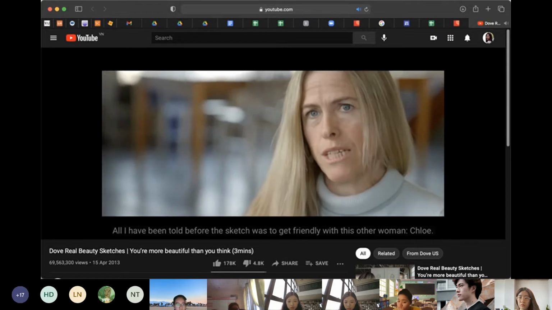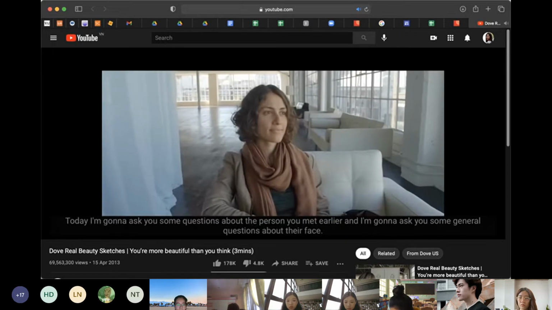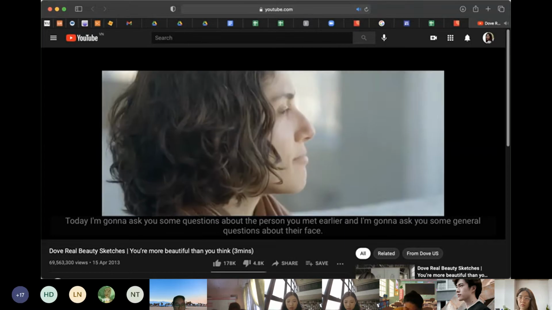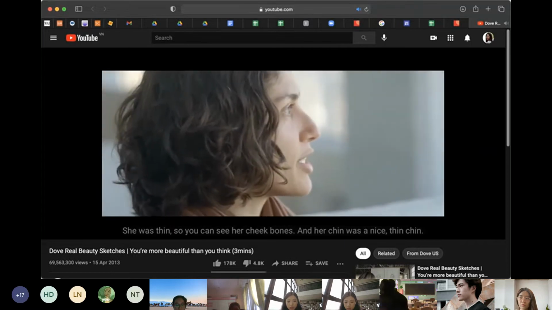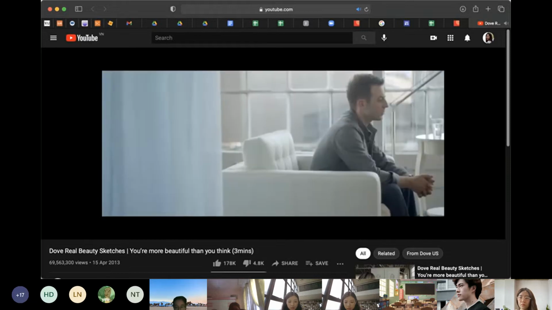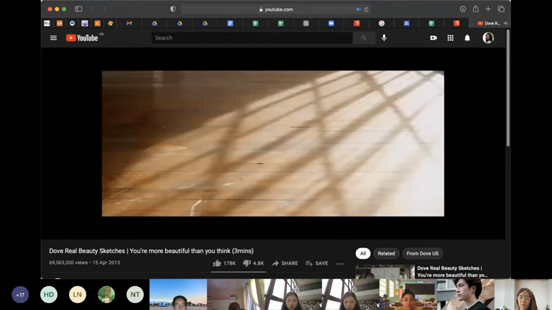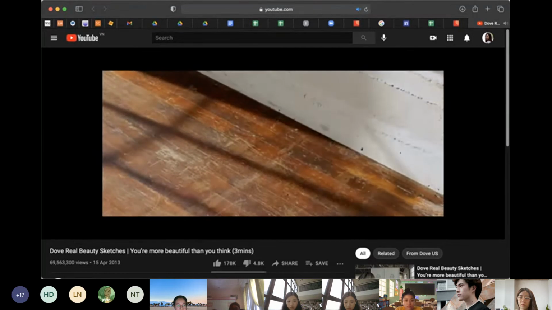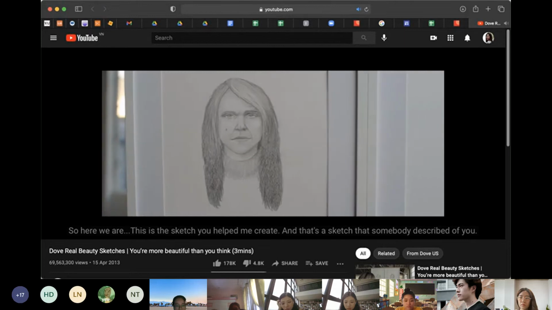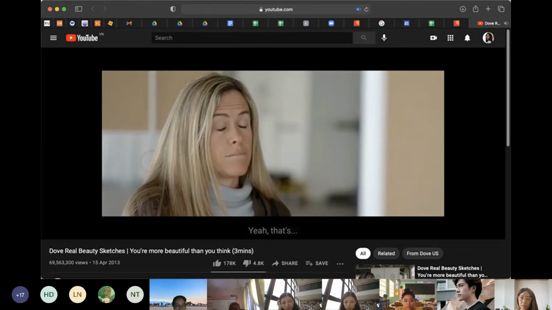All I had been told before the sketch was to get friendly with this other woman, Chloe. Today I'm gonna ask you some questions about a person you met earlier, and I'm gonna ask you some general questions about their face. She was thin, so you could see her cheekbones. And her chin, it was a nice, thin chin. She had nice eyes. They lit up when she spoke. Cute nose. She had blue eyes, very nice blue eyes. So here we are. This is the sketch that you helped me create, and that's a sketch that somebody described of you. So yeah, let's.